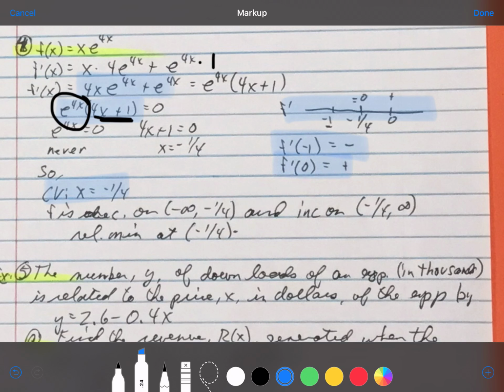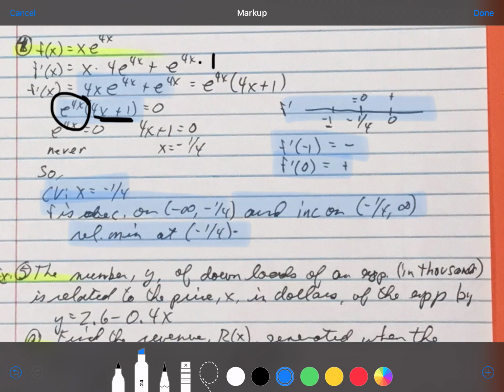So there's our intervals, negative infinity to negative 1/4. We have a negative first derivative, so our function would be decreasing. Negative 1/4 to infinity, we have a positive first derivative, so our function is increasing. And then since we're changing from decreasing to increasing, we have a relative minimum at x equals negative 1/4.